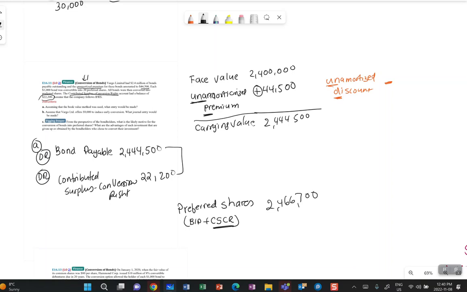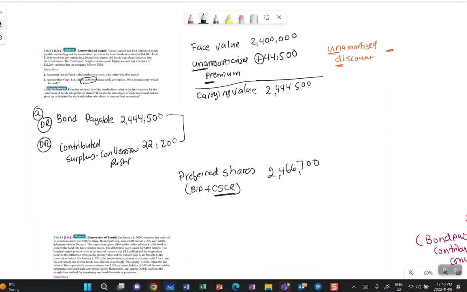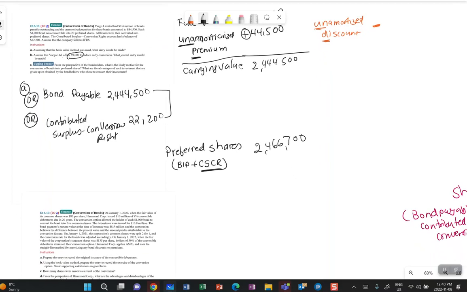Now in this case, the company is following an IFRS standard. Assume that Virgo Limited offered 9,000 to induce early conversion of the bond. What will be the journal entry? If it's IFRS, we're paying extra. Whatever extra we pay comes out as a loss on redemption of a bond. So let's do the entry for part B.